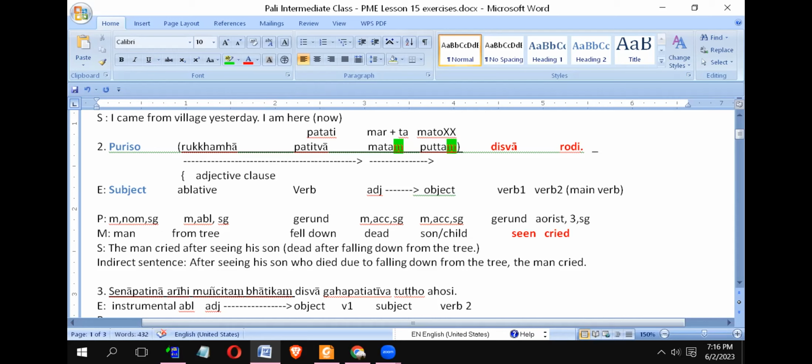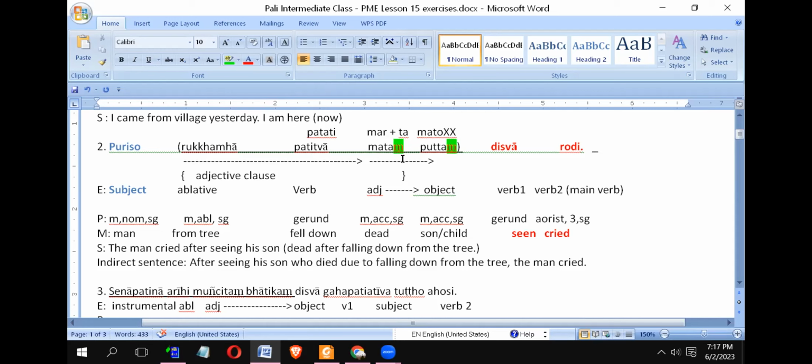Okay. All right. Clear or not? So the main thing is you need to notice this matam has nothing to do with the puriso. This matam is to do with the putang. So if you can highlight with different colors right now, it's actually easy. All right. Next question. If no question, I continue to the next sentence.